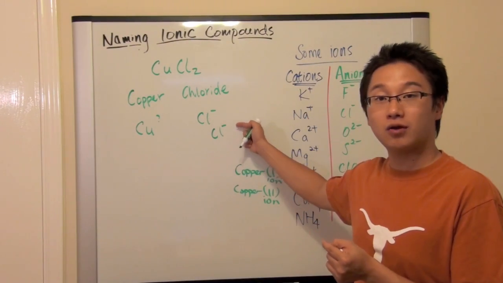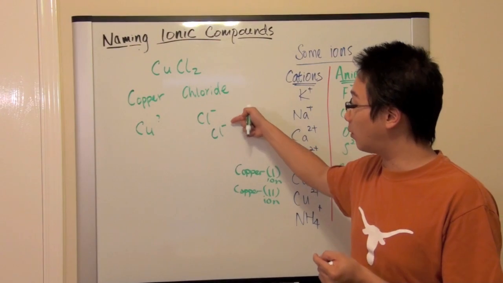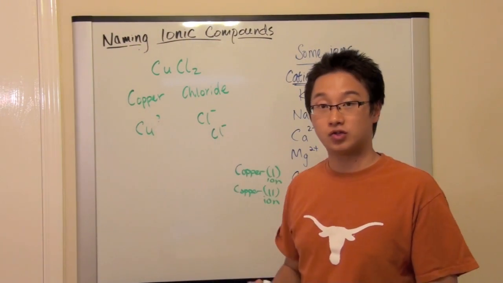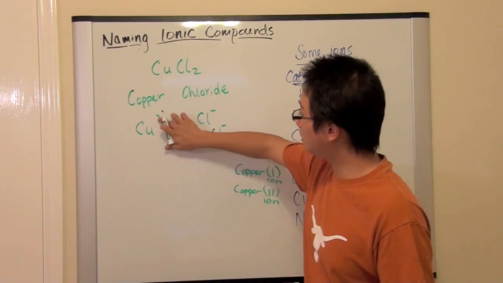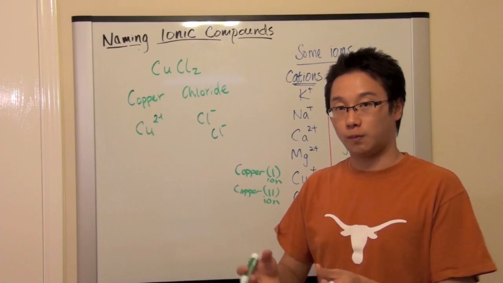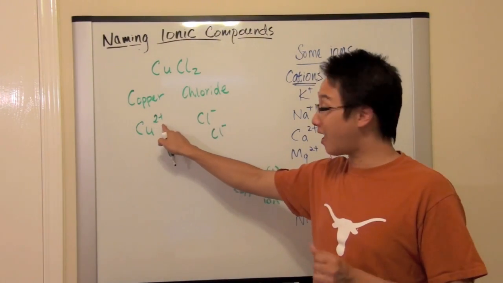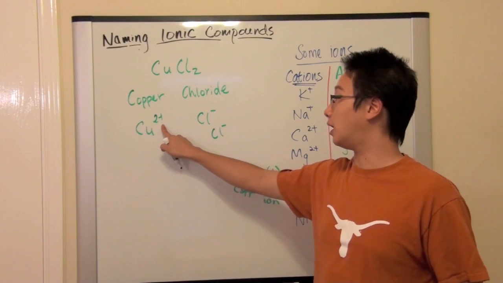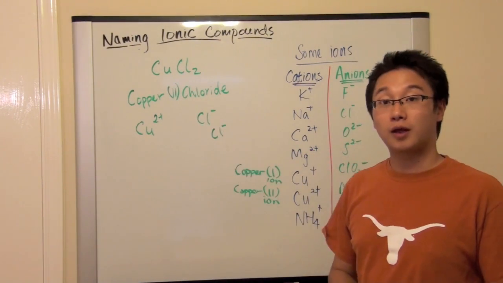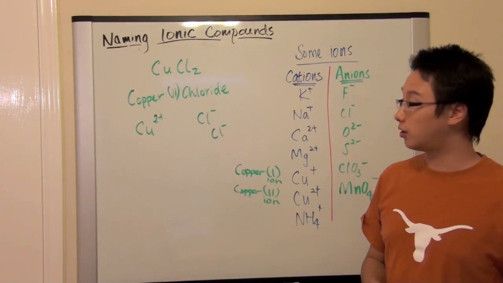So look at the right-hand side, look at the negative charges. We have two chloride ions, and we have a total of 2 minus charge. And therefore, on the left-hand side, we should have copper 2 plus, so that the charge will be balanced in this sense. Okay? And since we know now that it is a copper 2 plus ion, it will be copper 2 chloride. Okay? So let me give you another example.